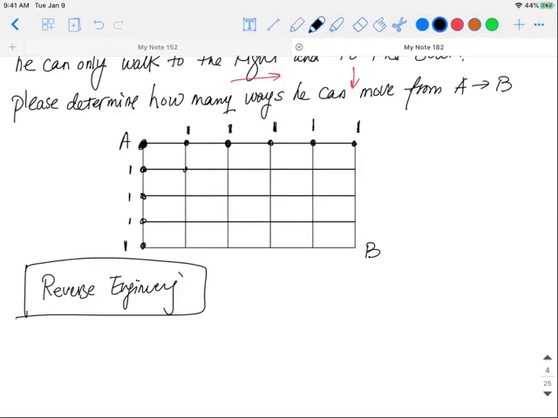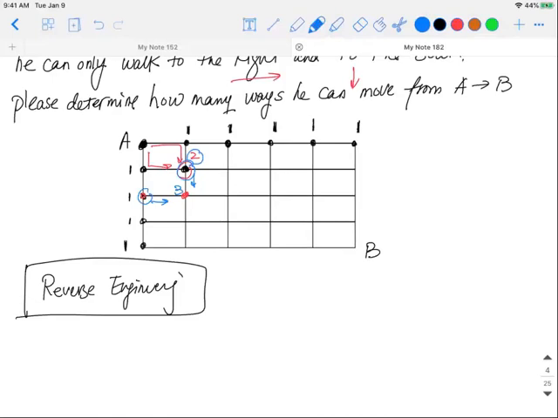But for Peter to go to this point, he can come either from here or from here. Only two ways, no other way around. So how many ways to get here is two. Then to get to here, he can come from this point or from this point. No way around. Since there are already two ways for Peter to come to here, to come to this point there are actually three ways. I think that is quite understandable.